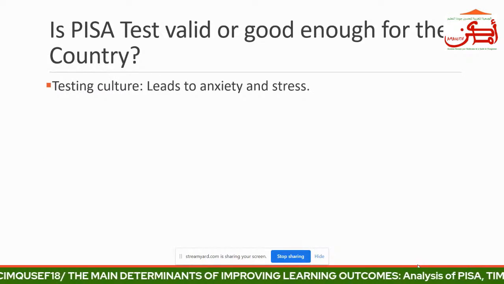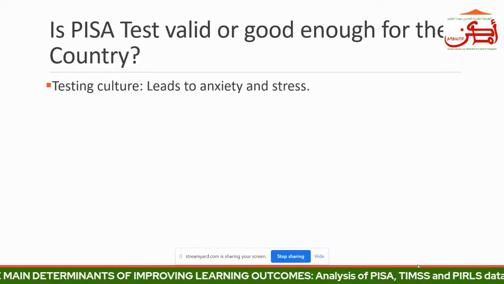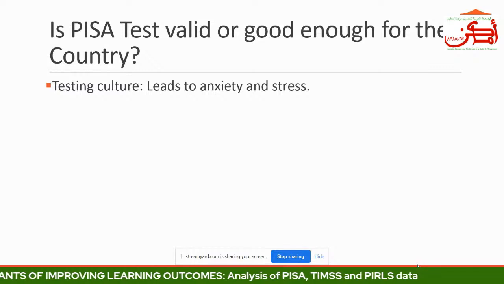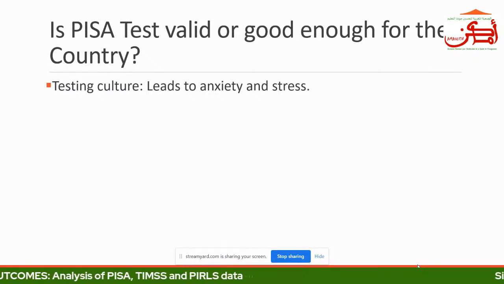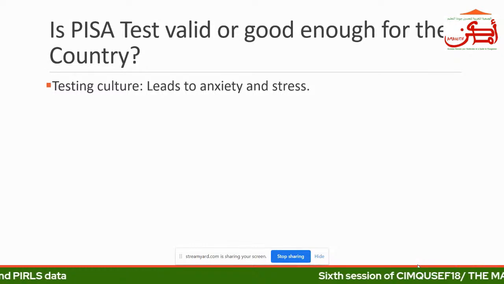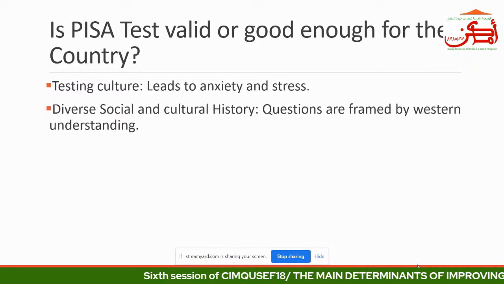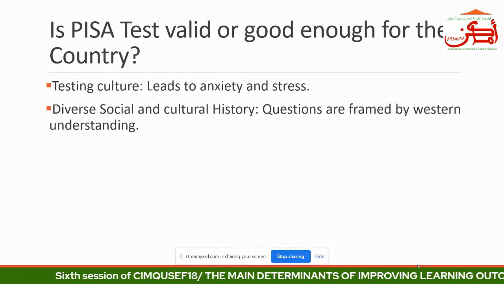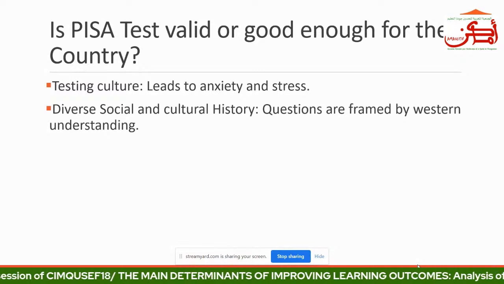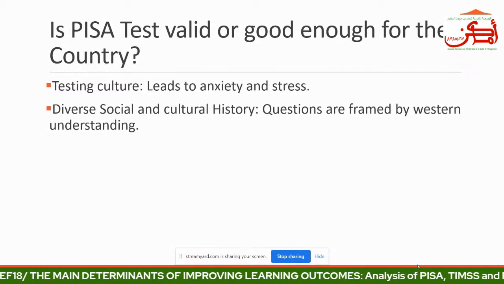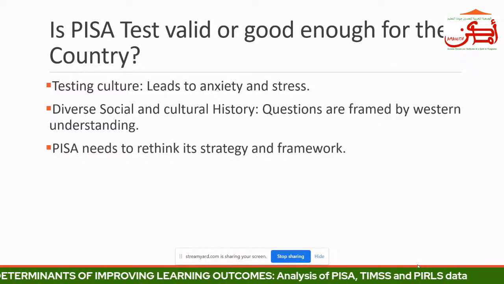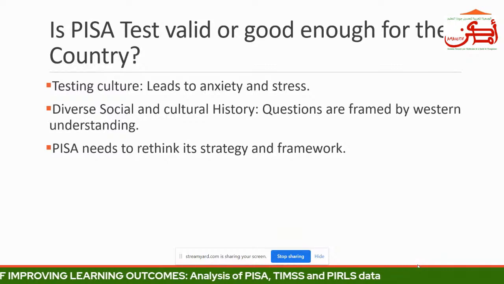And testing culture leads to anxiety and stress also, because we are in an era where we are just thinking and debating whether students need to be assessed or not. Self-assessment is another term which we can use to assess students, but here we are focusing more on how to assess students. And diverse social and cultural history: the questions are framed by Western understanding. And PISA needs to rethink its strategy and framework.